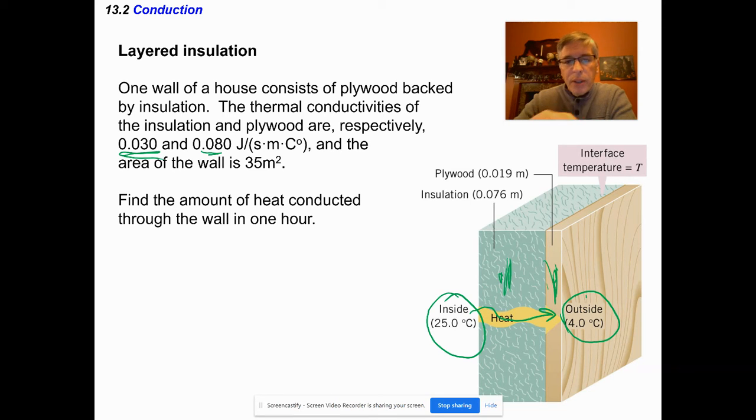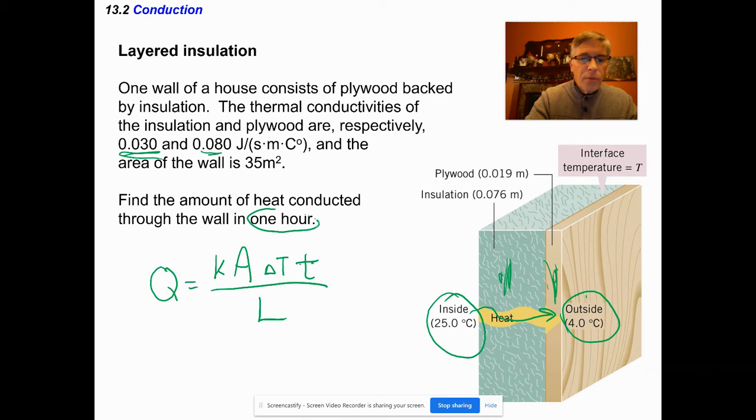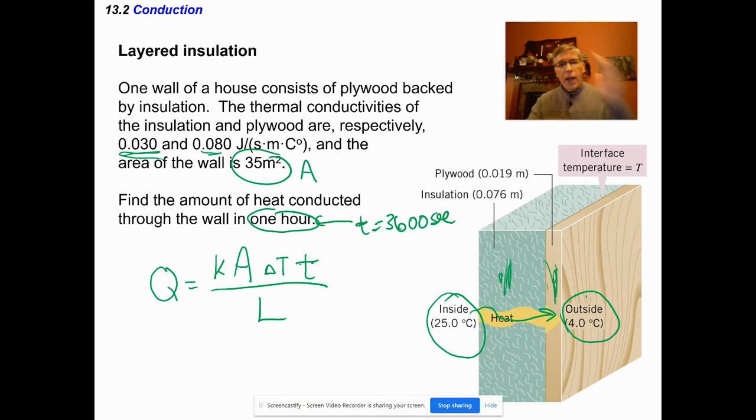Now, when you look at this, your first instinct is, oh, I've got my equation. Q is going to equal little k, the thermal conductivity, times area, times my change in temperature, times the time, divided by the length. And we're going to do this in 1 hour, so our time is going to be 3,600 seconds. And they give us the area, because that's the cross-sectional area of the wall. The heat's flowing through all of that. Change in temperature, you're like 25 minus 4. That's easy. That's 21 degrees Celsius.